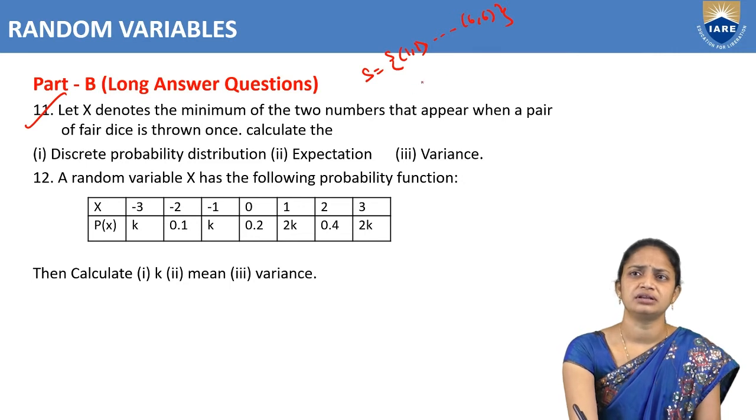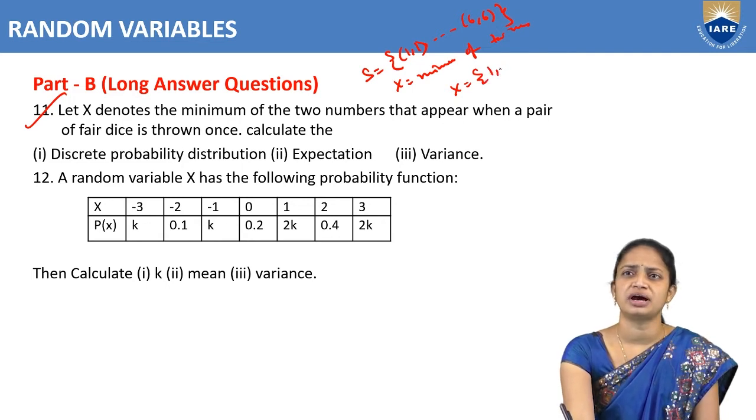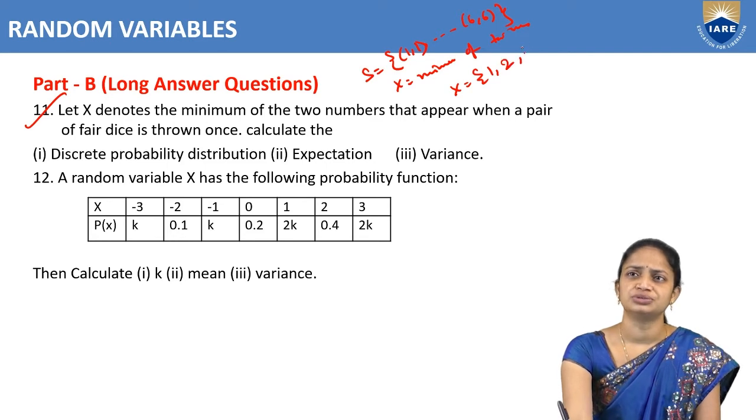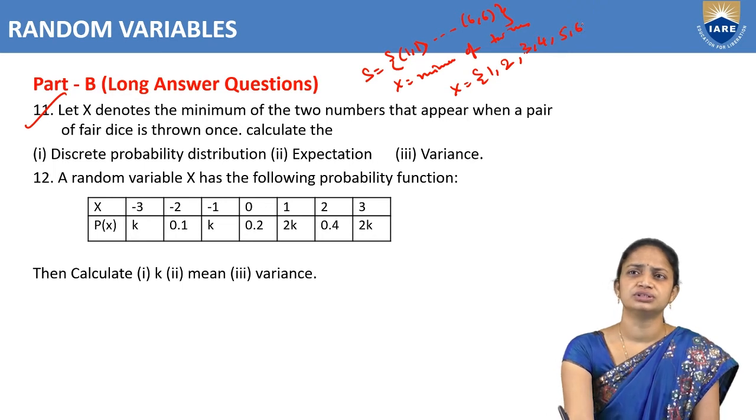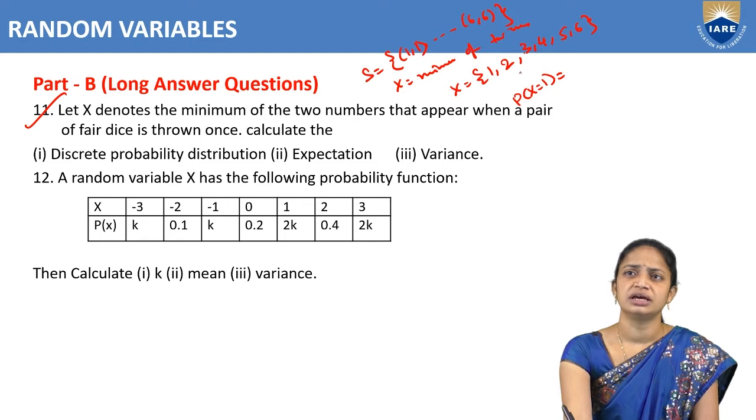What is our question here? X is the minimum of two numbers. Minimum of two numbers means, in (1, 1) the minimum value is 1. In (2, 2) or in (2, 3) the minimum value is 2. In (6, 6) the minimum value is 6. So we need to find the probabilities for those random variables.